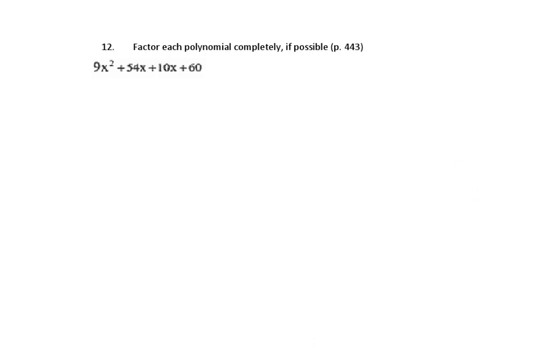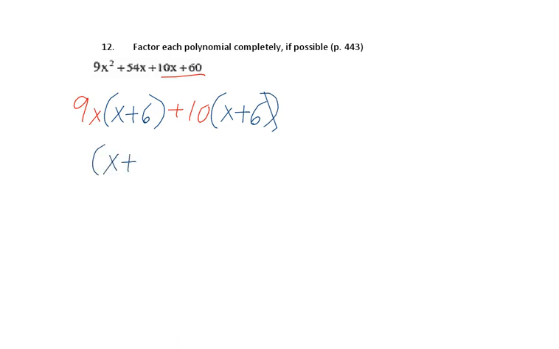Question 12 is actually a factor by grouping. So we'll go 2 at a time. In the first group, we can factor out 9x. And what's left behind is x plus 6. The second group, we can factor out 10, which also leaves behind x plus 6. Now that the parentheses are the same, we may write x plus 6 and 9x plus 10.